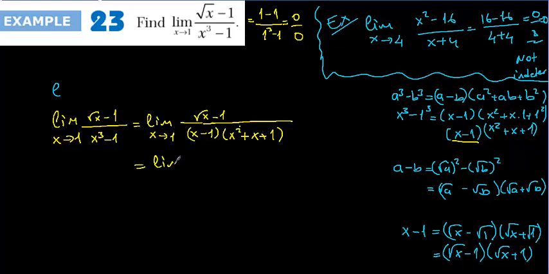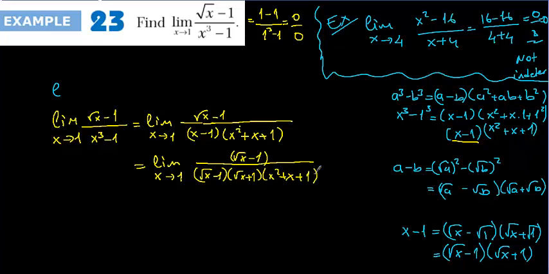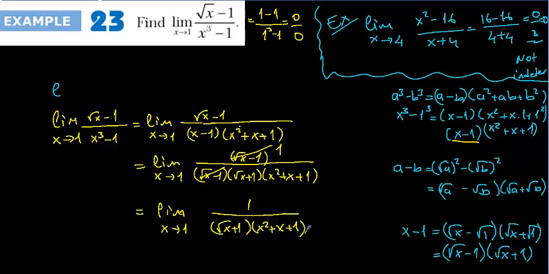Limit x tends to 1, root of x minus 1 over root of x minus 1 times root of x plus 1 times x squared plus x plus 1. Root of x minus 1 and root of x minus 1, if we simplify, this is going to be 1. Then the limit x tends to 1 of 1 over root of x plus 1 times x squared plus x plus 1.